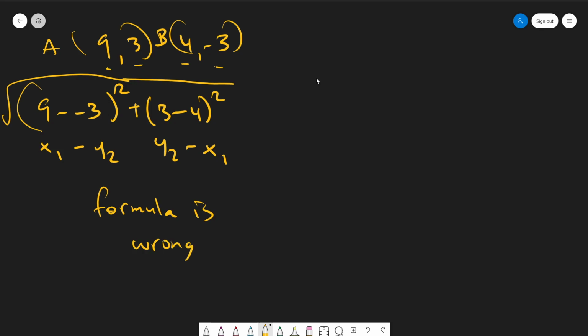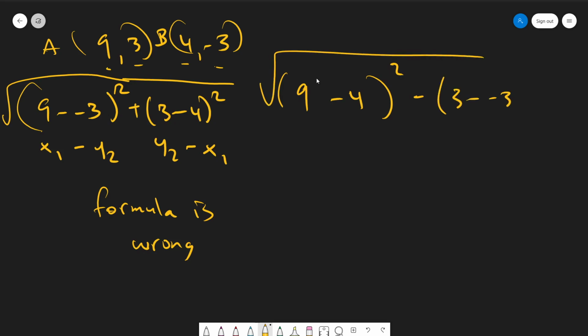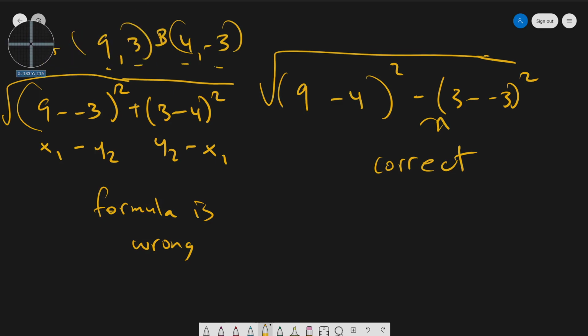So what should it be? It should be subtracting our x's. So if we have 9, what's the other x? It's 4. Sorry, there's no negative on that 9. It's just got a weird neck. And what's our y's? It is 3 minus negative 3. So this is what it should be corrected. All right, and that is number 4.